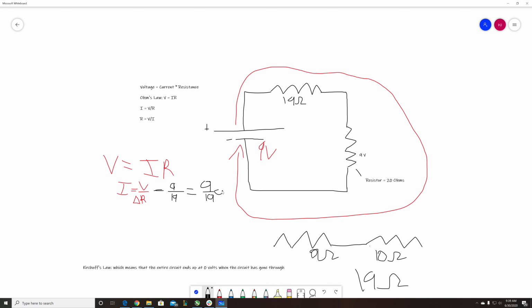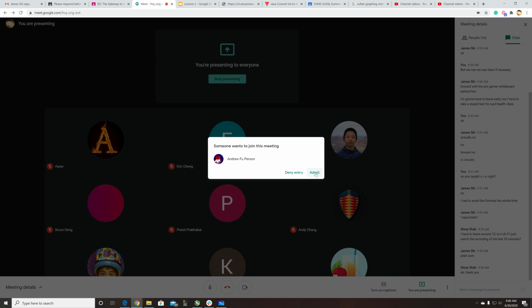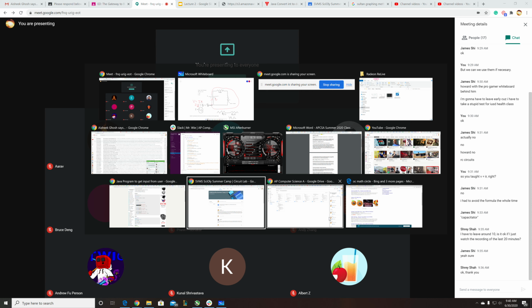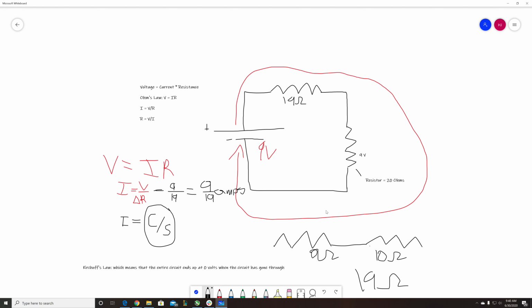It's measured in amps. What amps represents is a very important concept to understand: amps, I, is actually equal to coulombs per second. This is very important because many tests will focus on this concept that many people do not understand. Current is basically a measurement of coulombs per second.